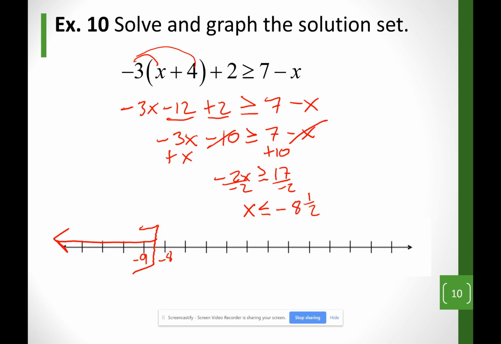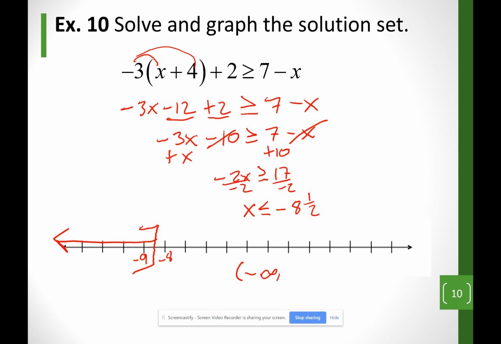Now, as an interval notation in the homework, remember, I'm asking you, how far left do you go? I go as far left as negative infinity. Infinities are always open because we never reach them. So on interval notation, we go as far left as negative infinity.